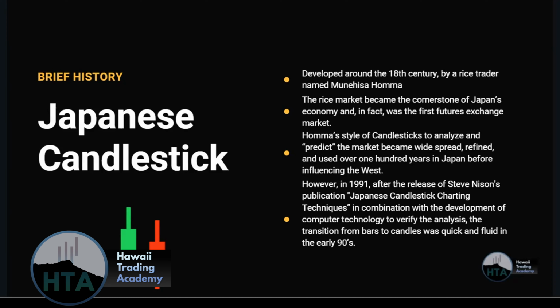Okay. So this guy documented the transactions between the villages, or whoever came and traded rice, right? So the rice market became the cornerstone of Japan's economy. In fact, it was the first futures exchange market. That's something I learned. I'm like, wow, cool. So the way they used candlesticks to analyze and somewhat "predict" the market became widespread, refined, and used for over 100 years. It was used in Japan 100 years before it came to the West.